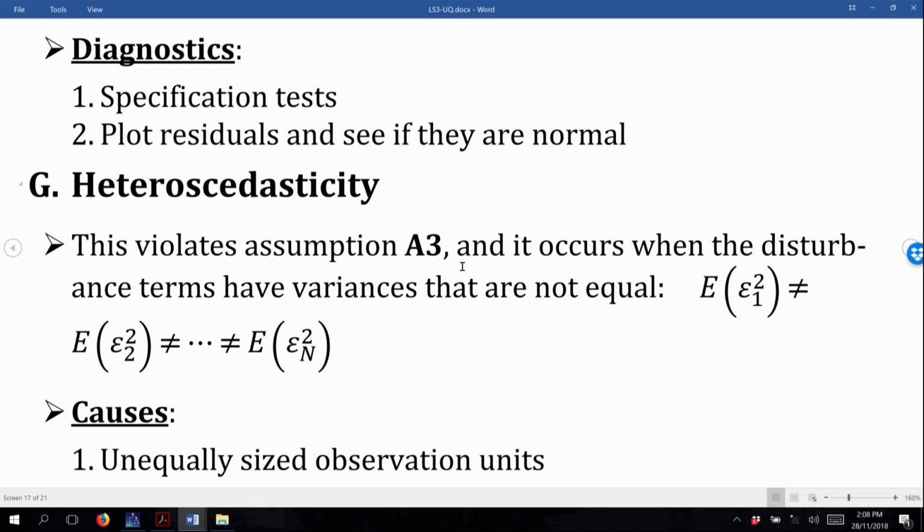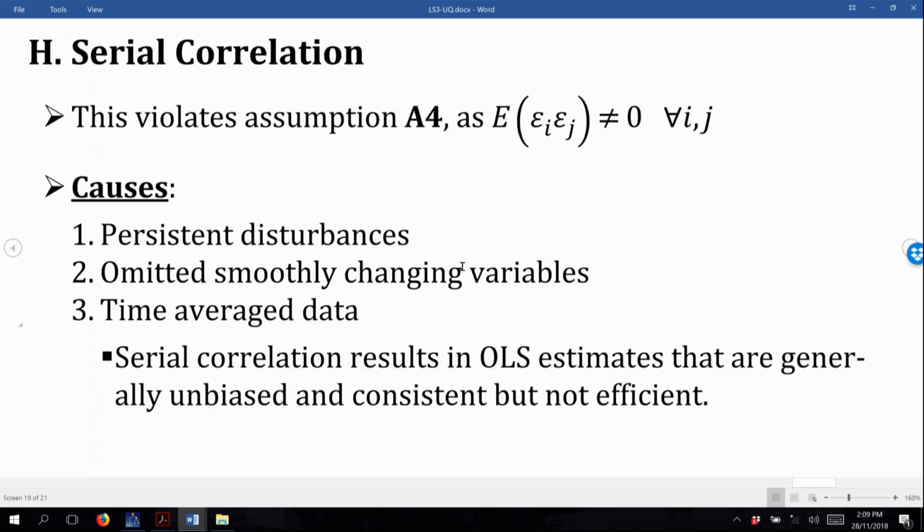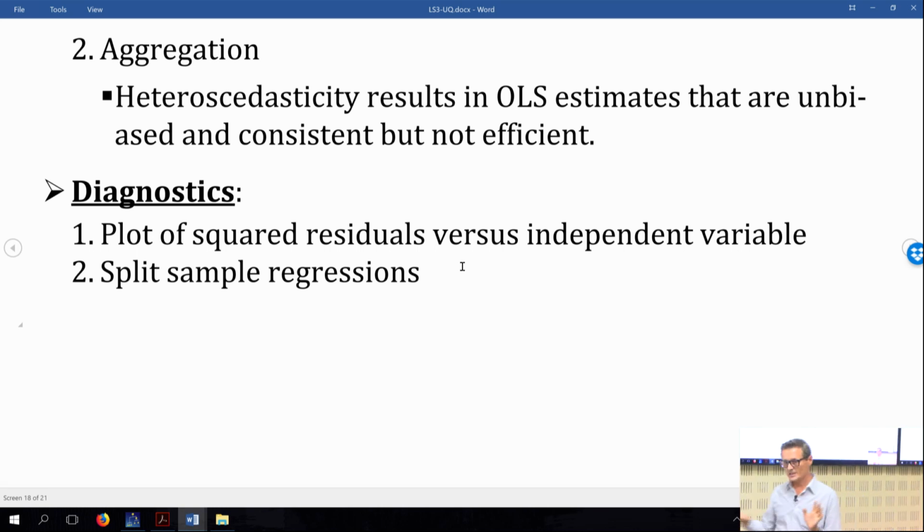So unequally sized observation units, so you have small cities and large cities and other things like that, can lead to heteroscedastic variance. Aggregation can lead to it. So a number of data processes can lead to heteroscedastic results. And you can look at and diagnose this quite easily by plotting the residuals versus the independent variable and looking at plots of your error terms. It's very easy to do in LIMDEP and all software packages. So you can very quickly assess heteroscedasticity.